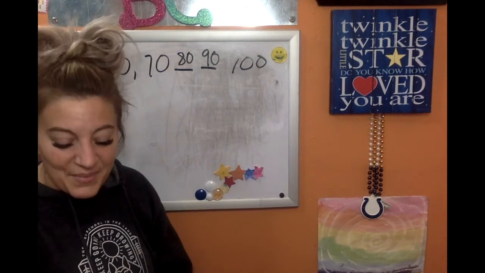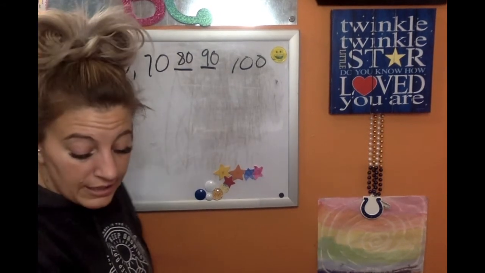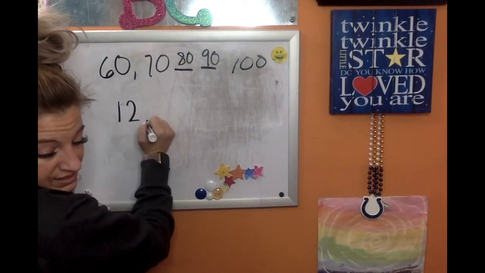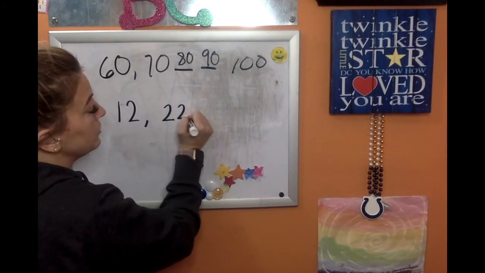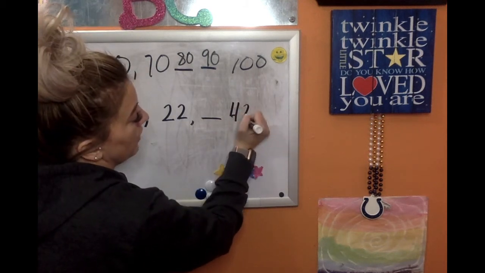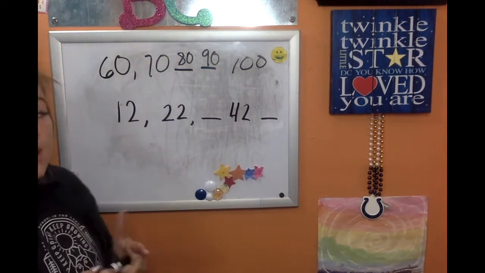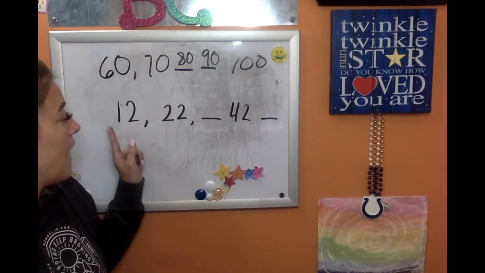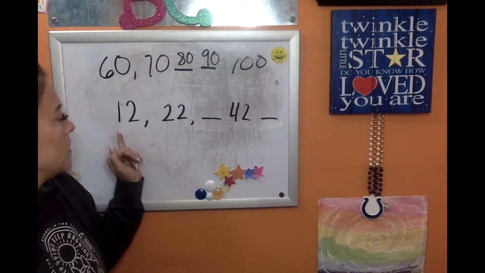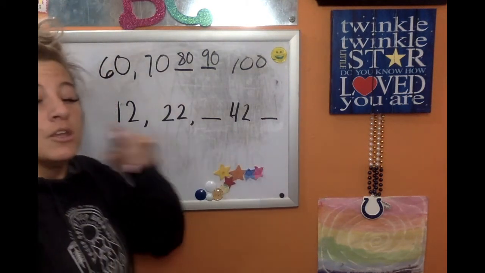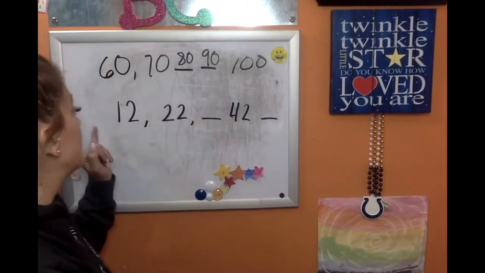Good work. Okay, now this is where it gets tricky on number 10. Look at how it has it. It has 12, 22, a blank, 42, and a blank. We're still counting by tens, but they're putting a 2 at the end. So it's 12, 22, 42, kind of like we're counting up here.